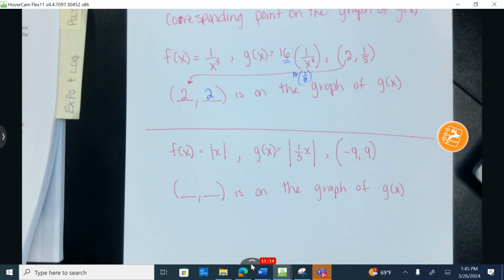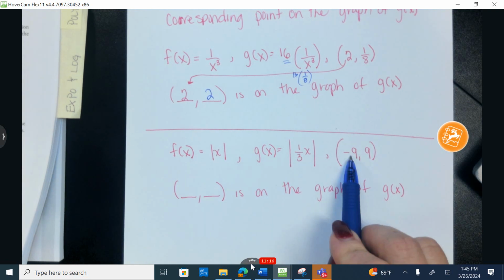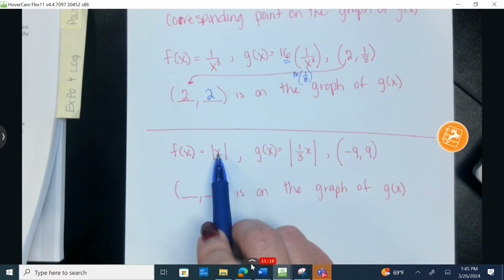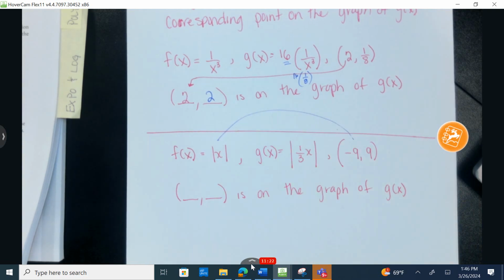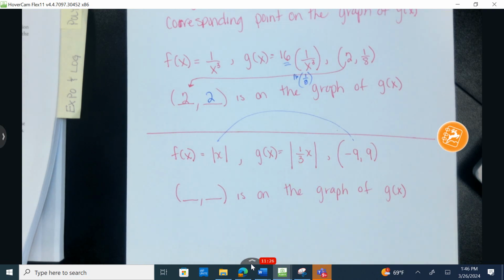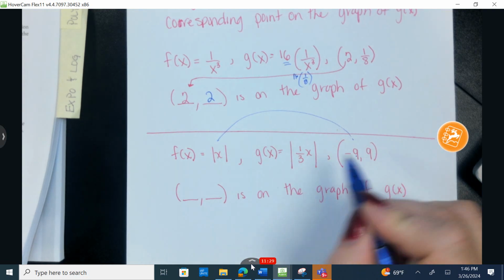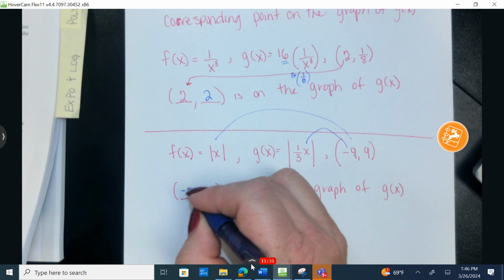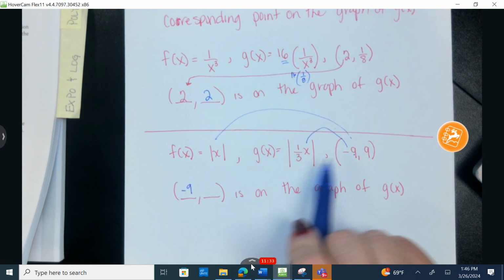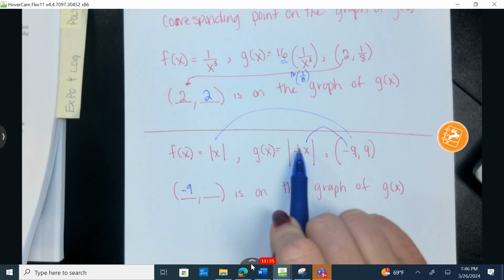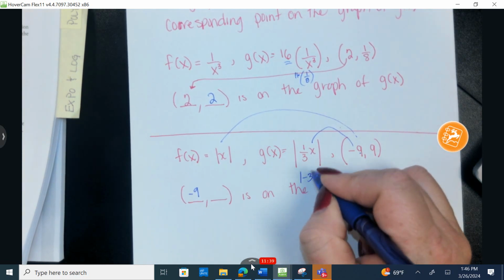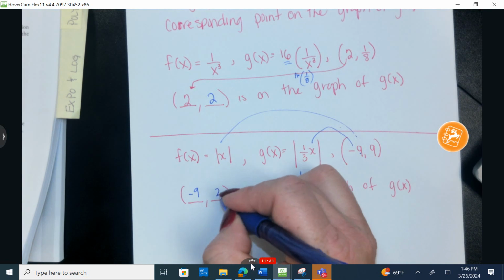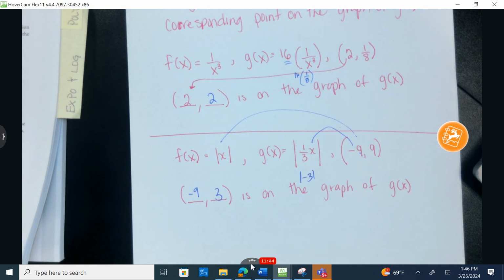Let's go on to the next example. For the function f of x, when you substitute a -9 in, the opposite value of -9 is +9. This goes to f of x as it's stated up above. Now let's do the same for g of x. Now notice the 1/3 is inside with the x. So when I plug in a -9 here as the input for g of x, -9 times 1/3, well, -9 times 1 is -9, divided by 3 is -3, and the absolute value of -3 is +3.